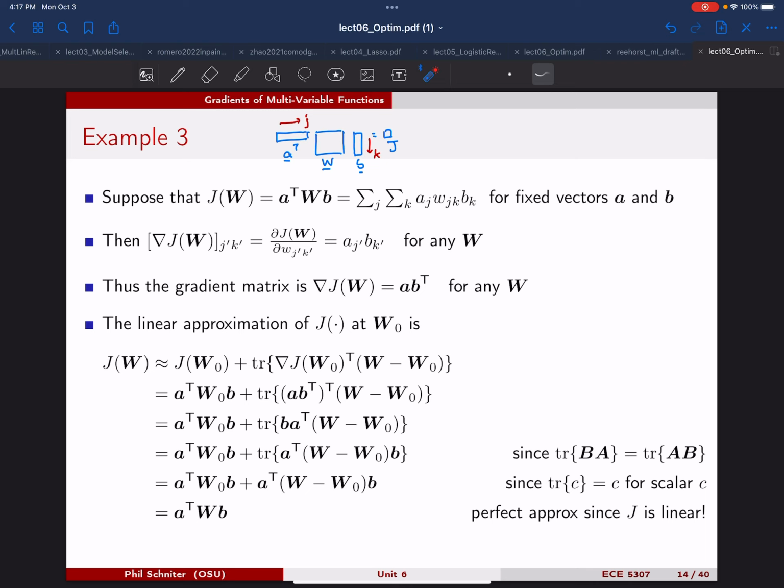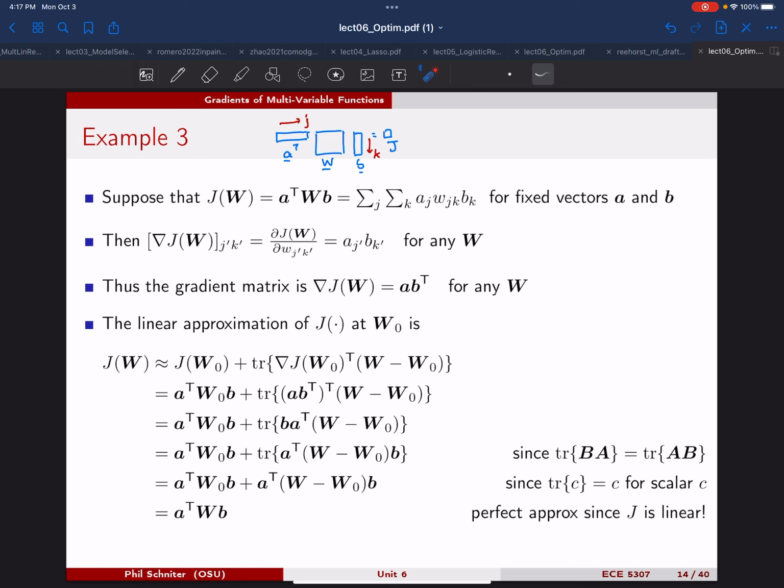In that case, you take the derivative of this with respect to W, and that simply gives you the a and the b components. Since we're looking at j prime and k prime, you get a_j' b_k'. Okay, does that make sense, what we just did there? Are there any questions on this? Don't be shy if you have a question.